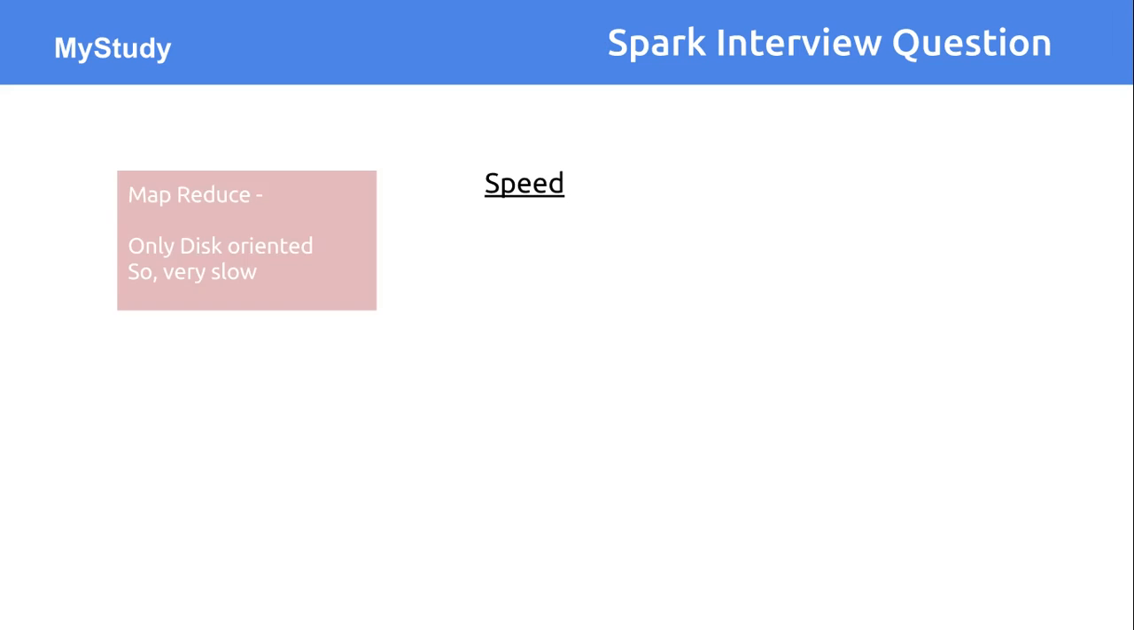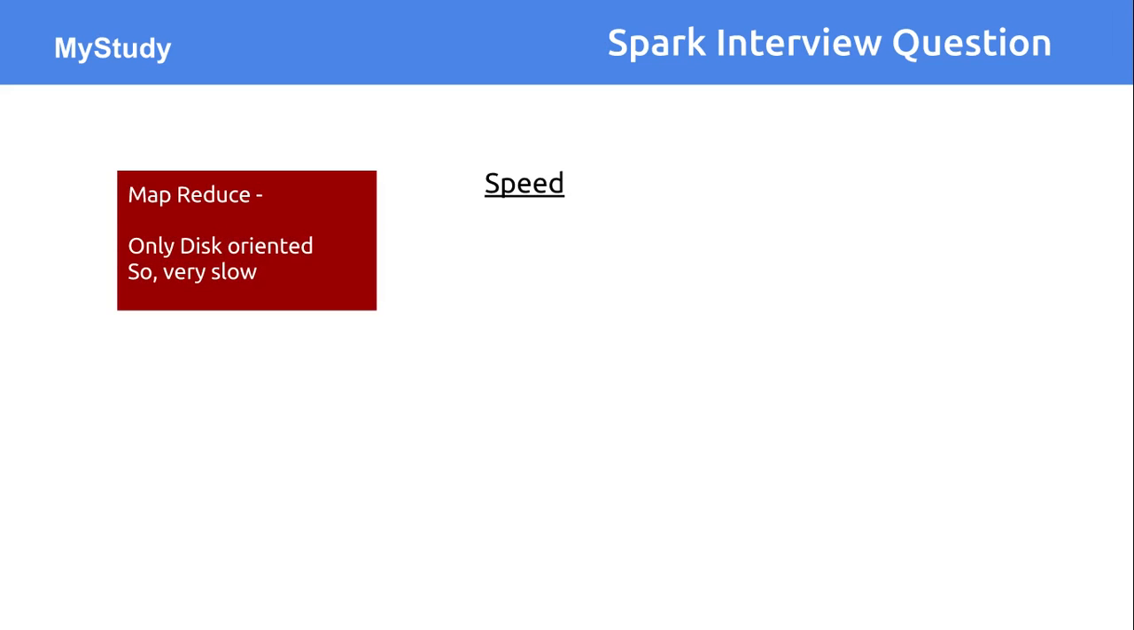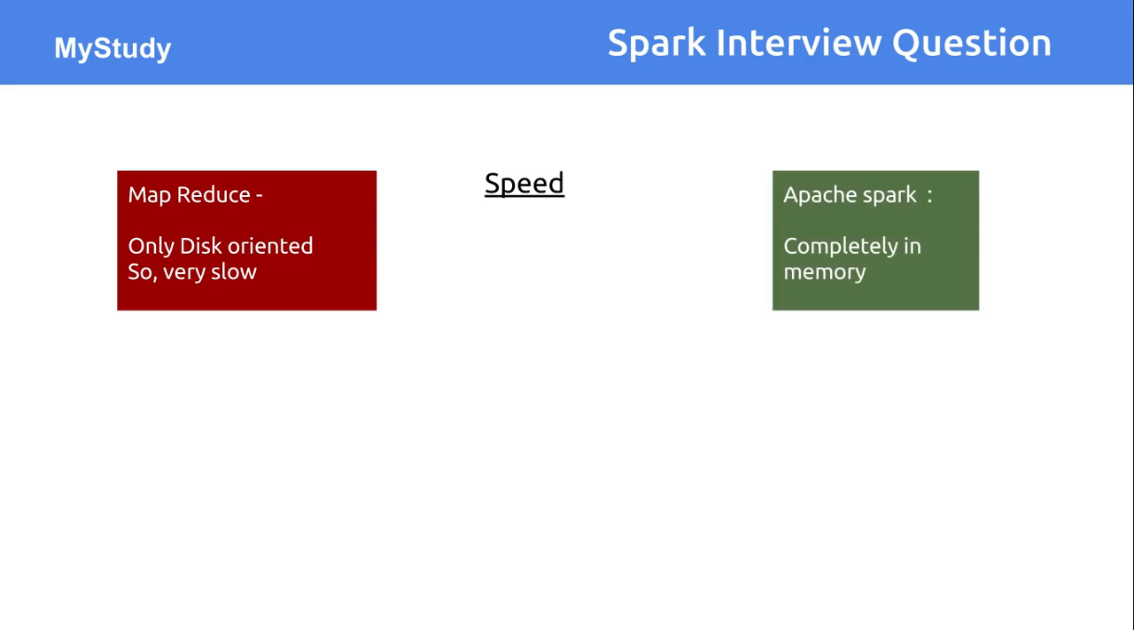Now in terms of speed, everything is very much disk oriented in case of MapReduce. So MapReduce is very slow, but in case of Apache Spark, everything is available in memory. It can be disk oriented also, but we have a lot of options available whether you want to persist data or not, but by default everything is available in memory. So the computational capability of Apache Spark is tremendously high.